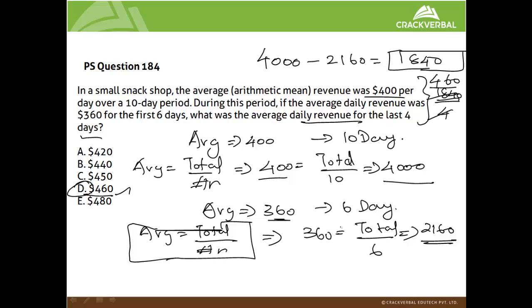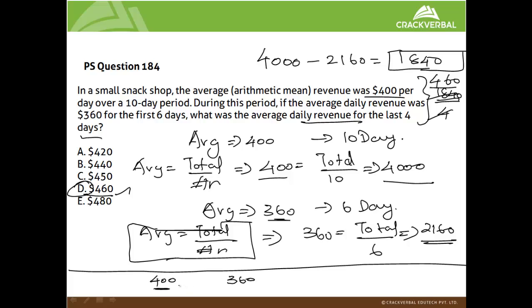This question can also be done using back solving. We shall see that a little later. But if you want, we can also interpret this logically. Say the average was supposed to be 400 every day, but we had only 360 for the 6 days.